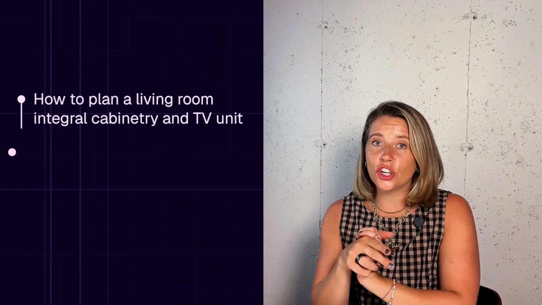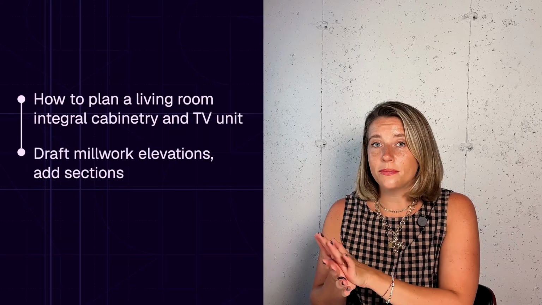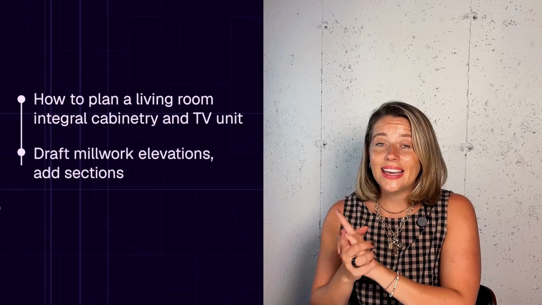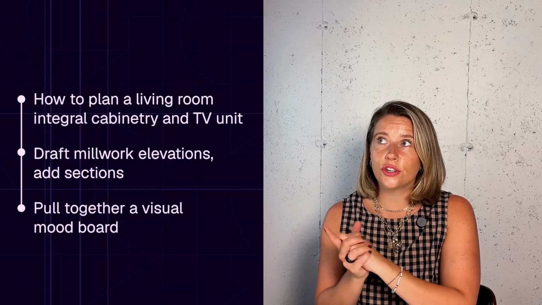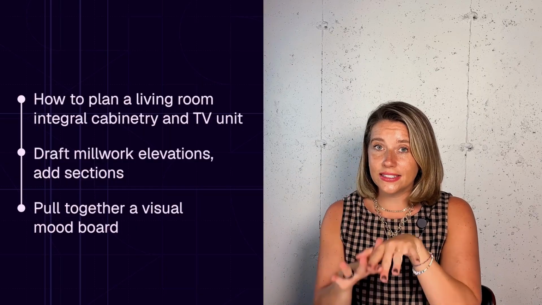That wraps up lesson 6 of the interior design playbook. You have now seen how to plan a living room, integral cabinetry and TV unit, draft millwork elevations and sections, and even pull together a visual mood board so your shop drawings can convey not only the design intent, but the technical aspects as well. With Rayon Design, these workflows don't just become faster, but more consistent and professional, giving you drawings that fabricators and clients actually understand. In our next lesson, we will build on this foundation and move into one of the key aspects of interior design, how to streamline your schedules and FF&E sheets.